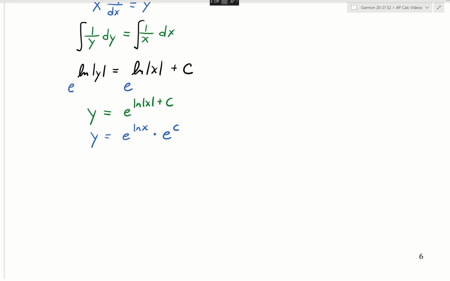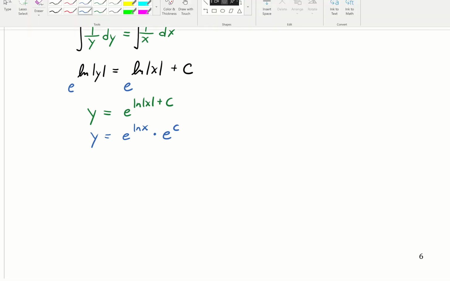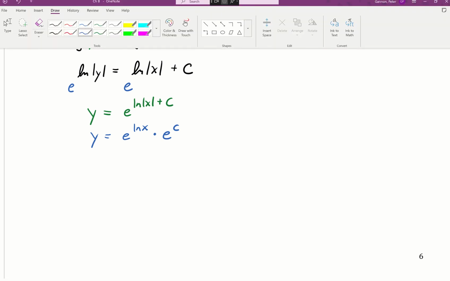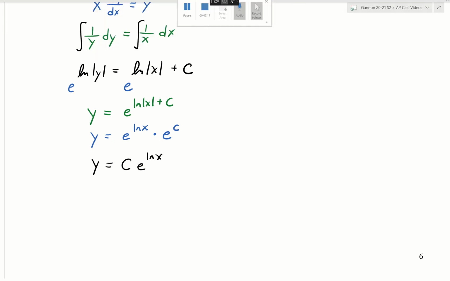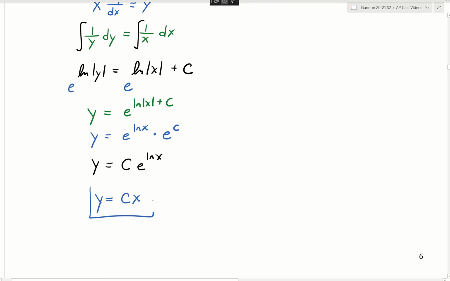And the reason why that's important is because e to the c is just a constant. Because we haven't identified what that constant is, that just becomes c. So you could think about this as y equals c e to the ln of x. But then hopefully some of you are recognizing e and ln are inverses of each other, so they're going to cancel each other out, which means this really simply becomes y equals cx. And that is the answer there.